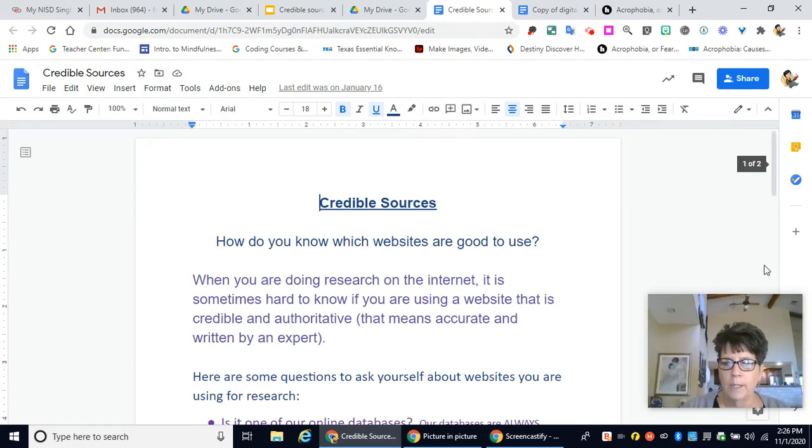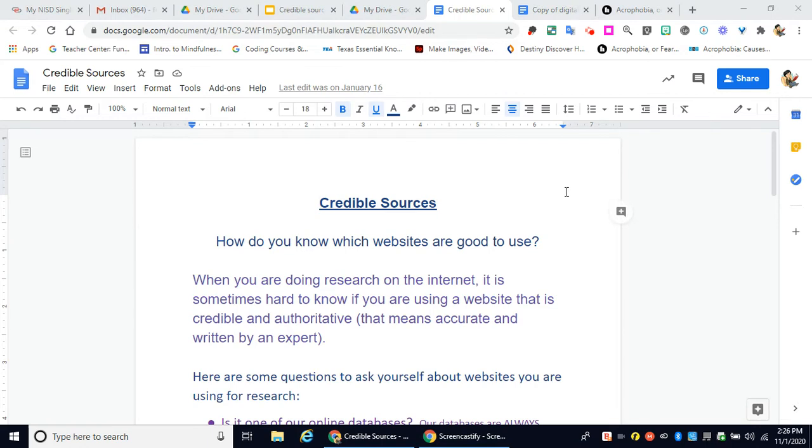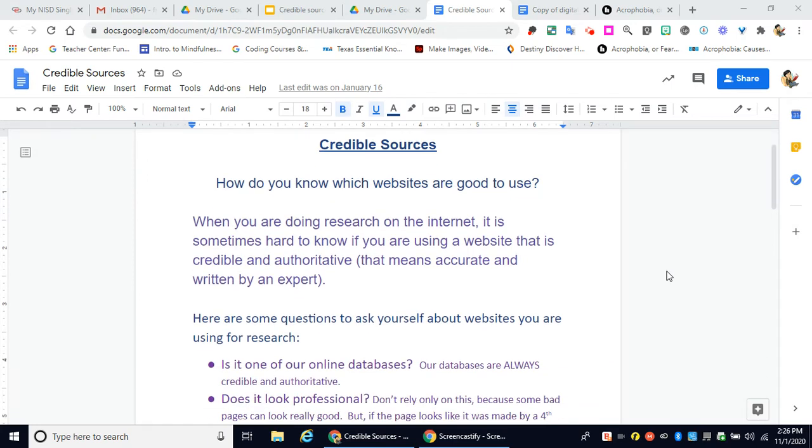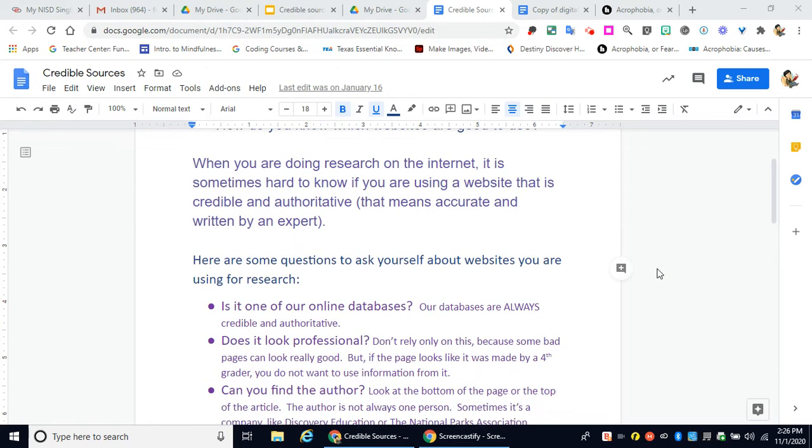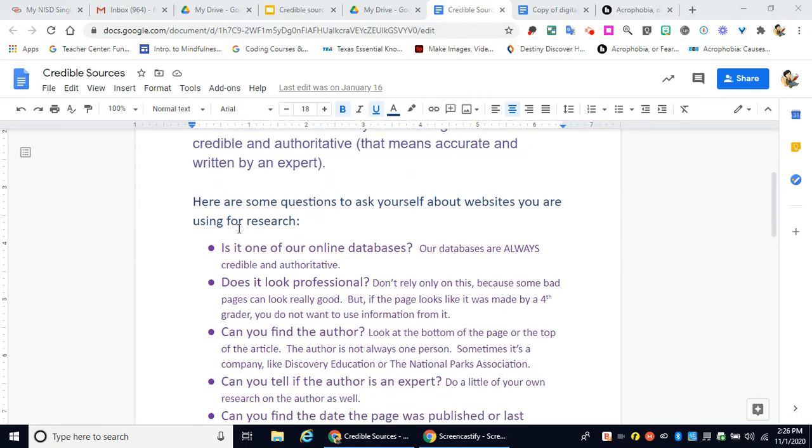Okay, we're going to go ahead and get started by looking at this document, which just gives you some questions to consider. How do you know which websites are good to use? Okay, it's really hard to know. Originally, I was hoping to show you how to find great resources on our library databases right here. Unfortunately, our databases do not have a lot of information on phobias, so we are going to have to move outside of the databases for this project to do some research out on the web.